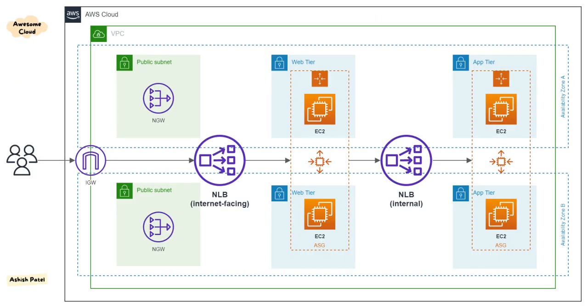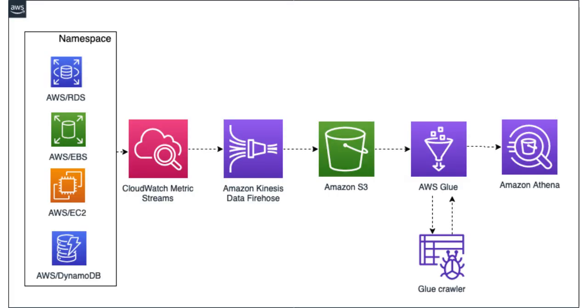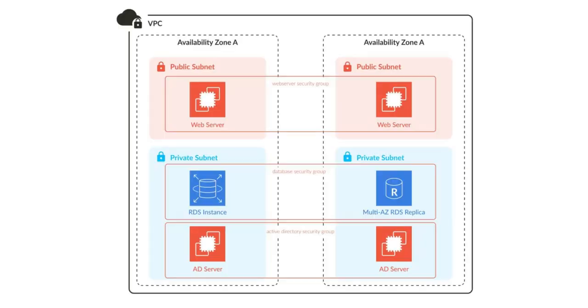High availability. Use multiple availability zones and load balancers. Performance monitoring. Track metrics with AWS CloudWatch and optimize network configurations. Security. Regularly audit security groups, NACLs, and use IAM policies to enforce least privilege access.